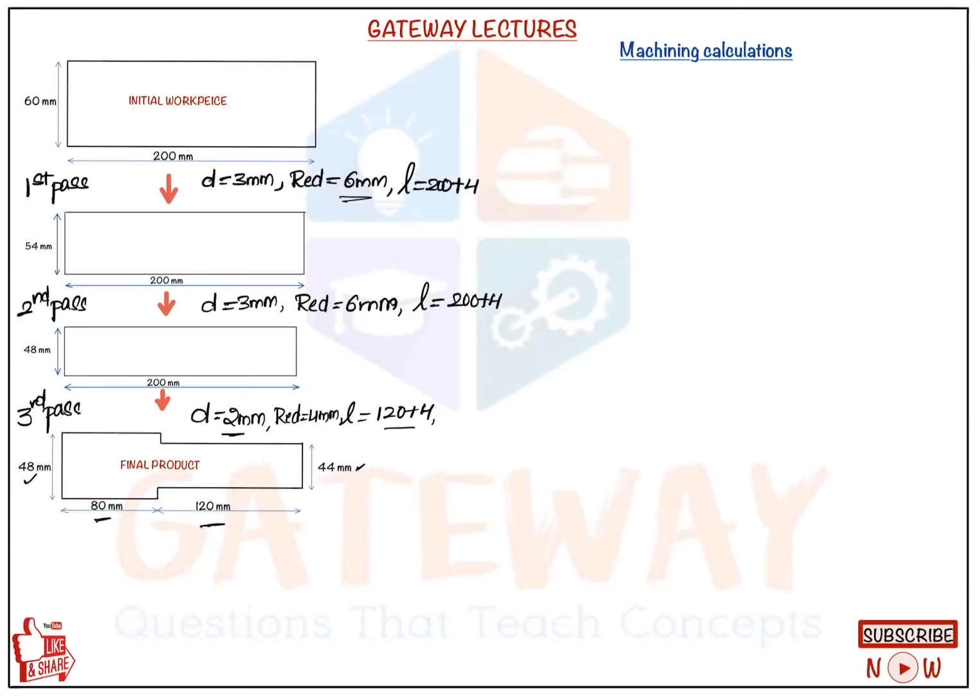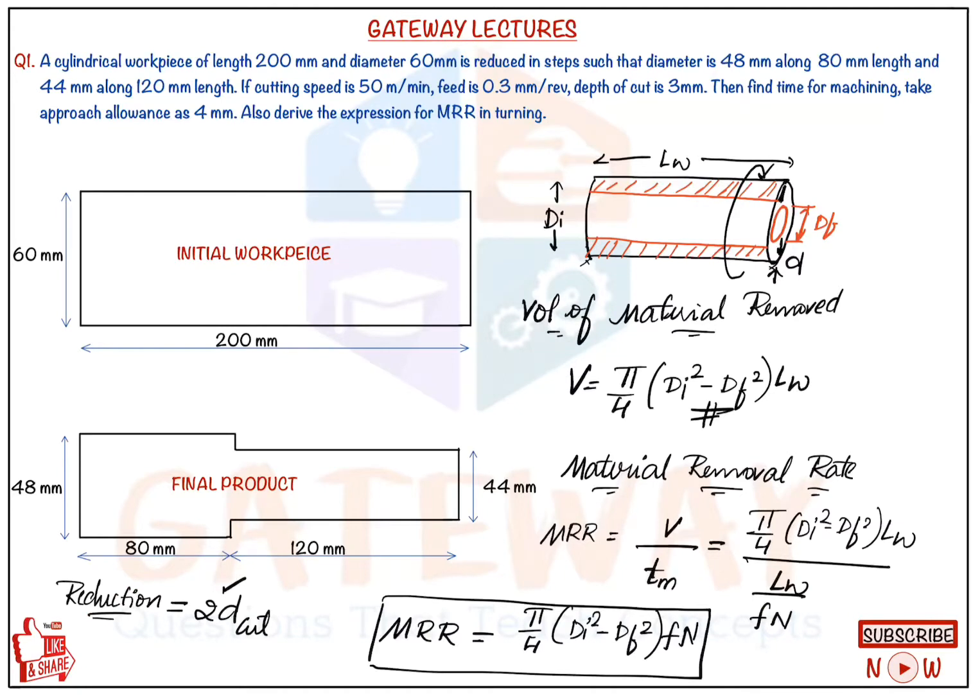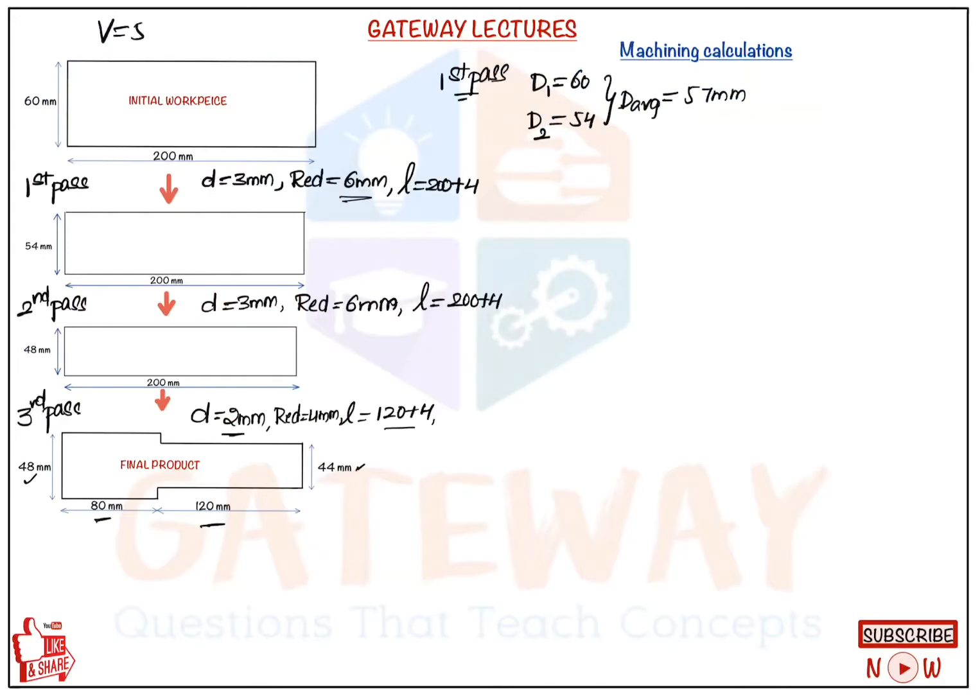So we will do the machining calculations for the first pass here. When we are doing the first pass, the initial diameter of the workpiece is 60 mm, and after the first pass, the final diameter is 54 mm. Using both, we can calculate D average. D average is nothing but (60 plus 54) upon 2, so D average is 57 mm. After getting D average, the cutting speed, remember, is mentioned in the question as a constant value of 50 meter per minute, and the feed is 0.3 mm per revolution. So the cutting speed is 50.